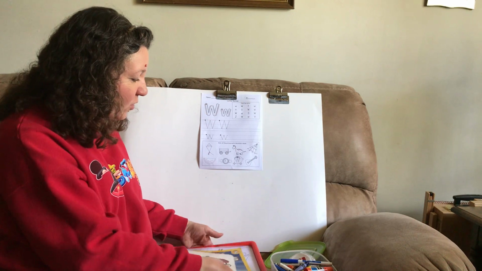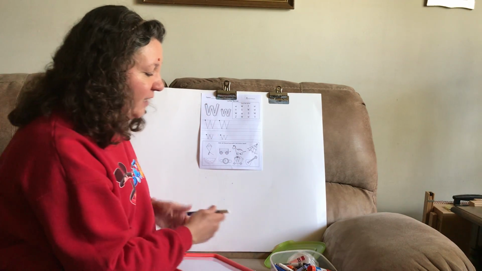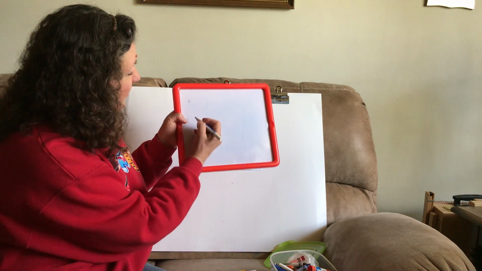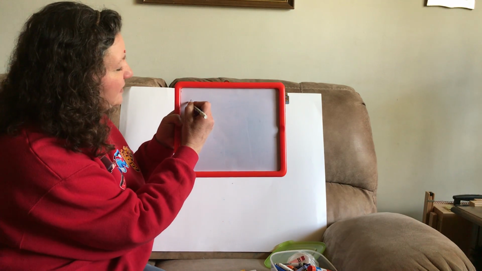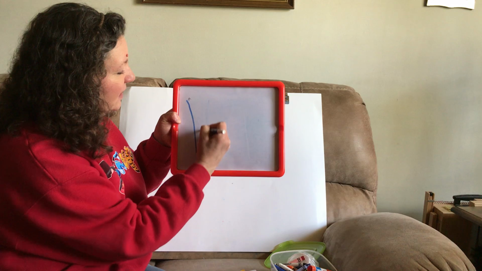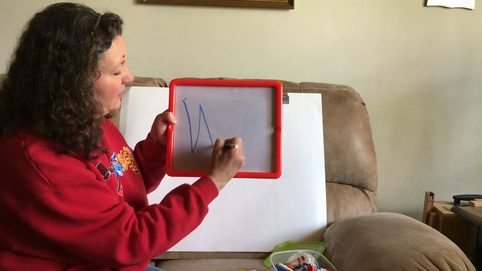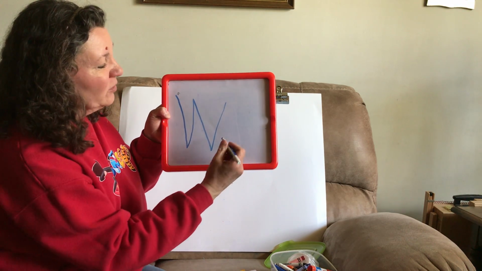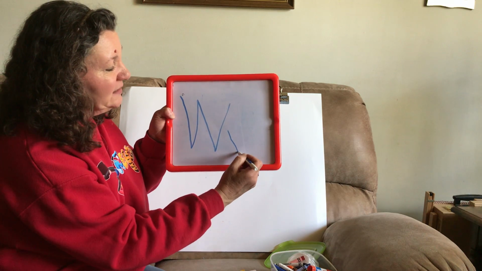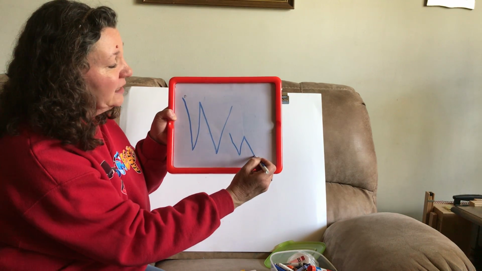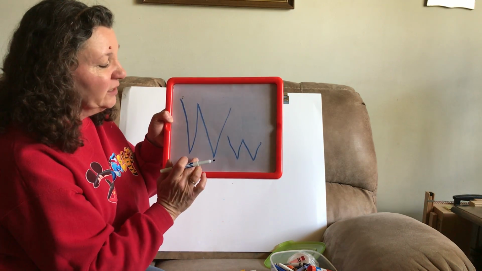Before we do that, I just want to go over how we make the letter W. Remember, we make the letter W, we start at the top and we slant down, slant up, slant down, slant up. And then the lowercase one is the same way. Slant down, slant up, slant down, slant up. Okay, so that's the letter W.